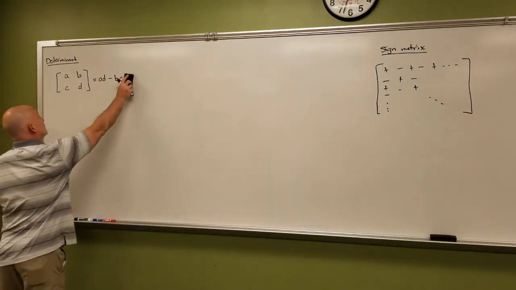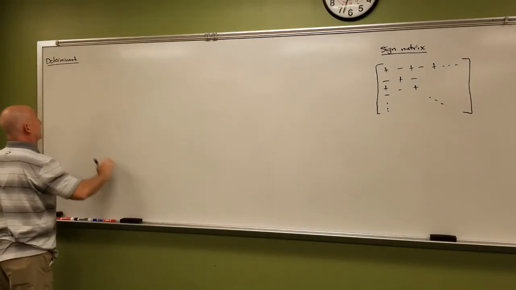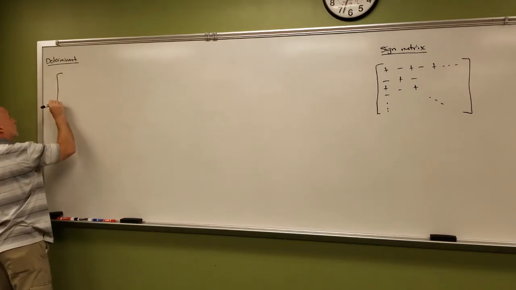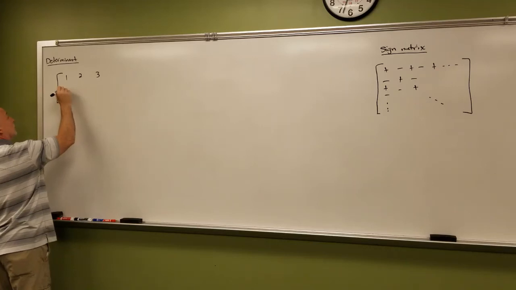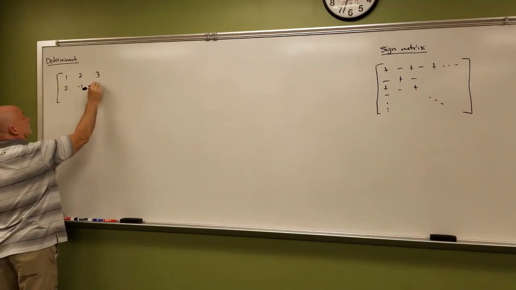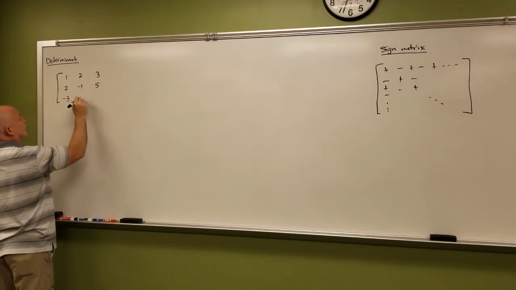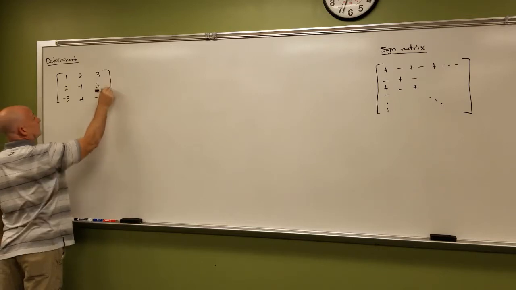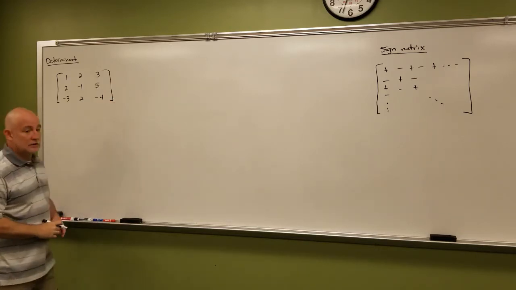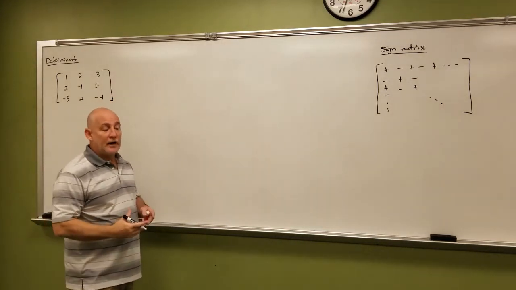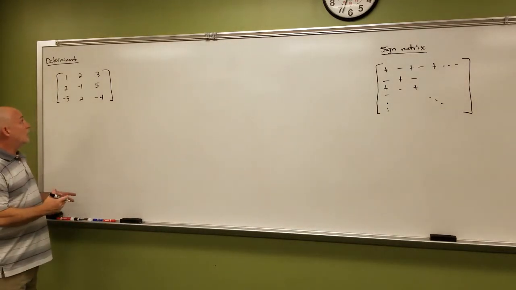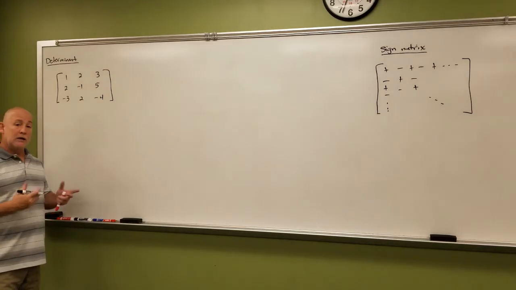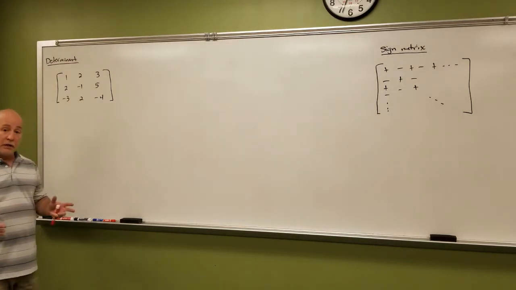I'm just going to go ahead and put a 3 by 3 matrix up here. 1, 2, 3, 2, -1, 5, -3, 2, -4. All right, so there's a 3 by 3 matrix. Now, expansion by cofactors means we're going to expand this matrix across either a row or a column. And you can pick any one that you want.